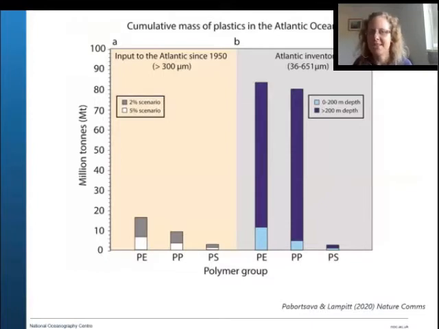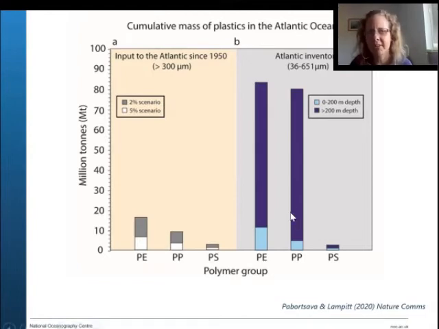So this diagram shows their results in comparison to data that already existed. On the left-hand side, you have the estimated amount of plastic that we believe has been input to the Atlantic since the 1950s in different pollution scenarios. On the right-hand side, you have my colleagues' data, and you can see that this is much higher in terms of the amount of plastic that was found in their study compared to what we would even expect to be present within the Atlantic. So this is really shocking, because this implies that we don't really understand how much is in the ocean, but it's probably more than we thought.